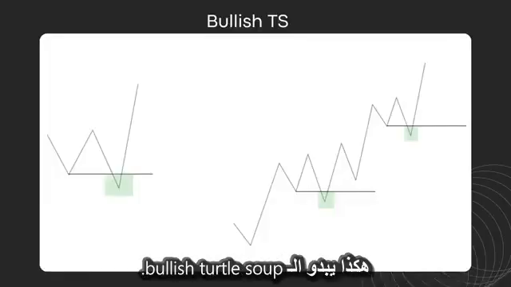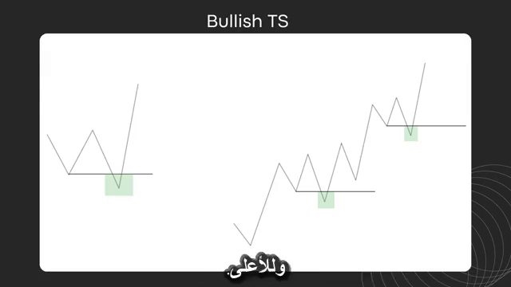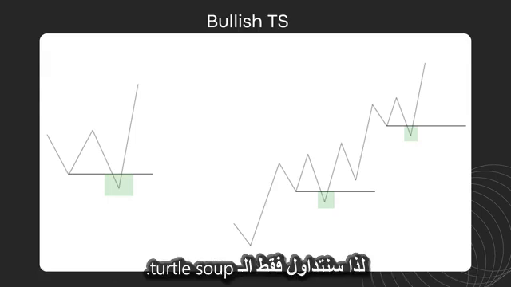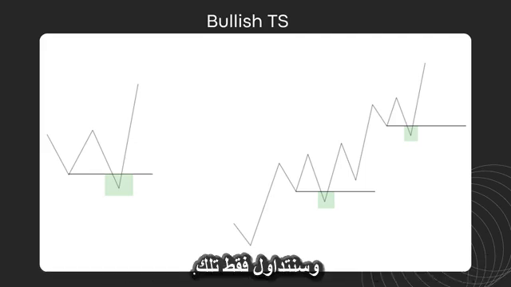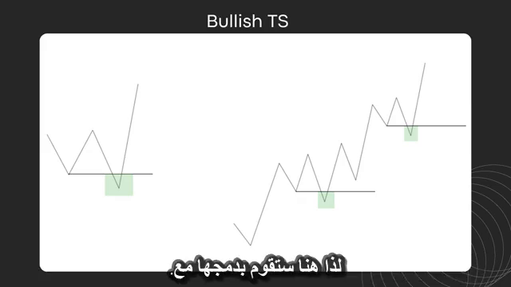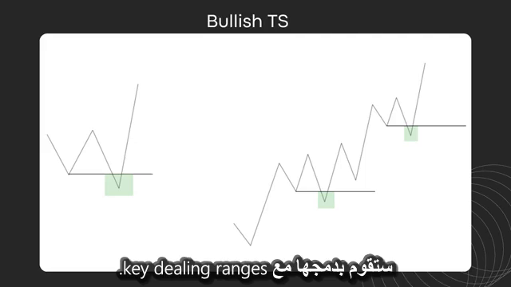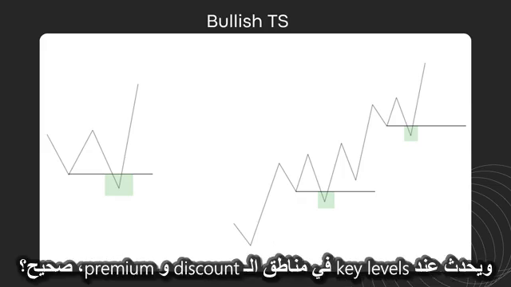Here is how a bullish turtle soup looks. The draw on liquidity of the market structure is bullish and higher, so we are only going to trade turtle soups in the direction of the higher time frame draw on liquidity, and only those which purge lows and take out liquidity below lows. So right here you're going to match it with key dealing ranges and key levels, because the most important turtle soups occur at key levels, at discount and premium key levels.